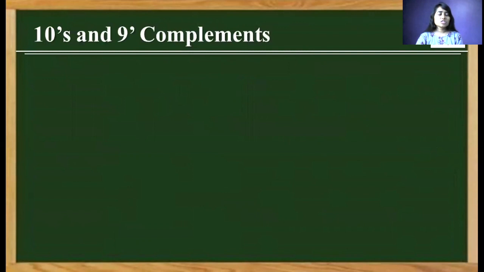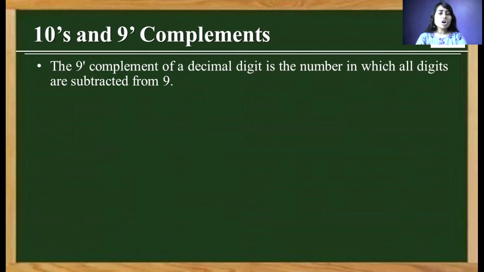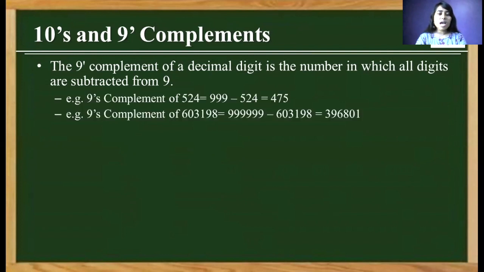First, tens complement and nines complement. The nines complement of a decimal number is the number in which all digits are subtracted from 9. For example, if we have the decimal number 524, then the nines complement of 524 can be calculated by subtracting all digits from 9, like 9 minus 4 is 5, 9 minus 2 is 7, 9 minus 5 is 4. So this is how we can calculate the nines complement of 524.